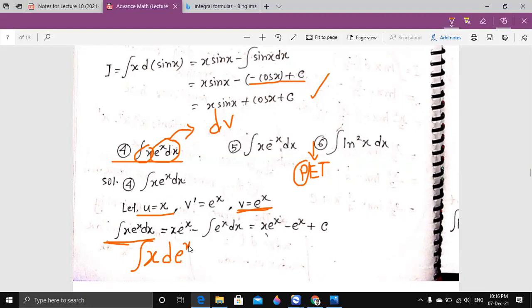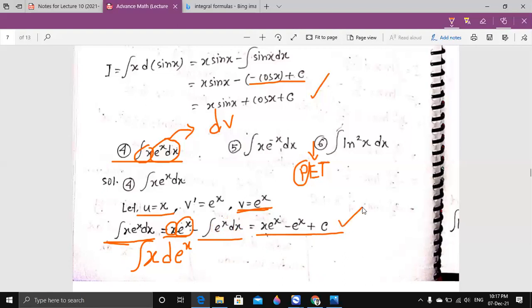From the integration by parts formula, it will be u multiply v minus the integration of v du. So it will make x e to the power x minus the integration of e to the power x dx. It will be e to the power x plus c, right? So this is the final answer.